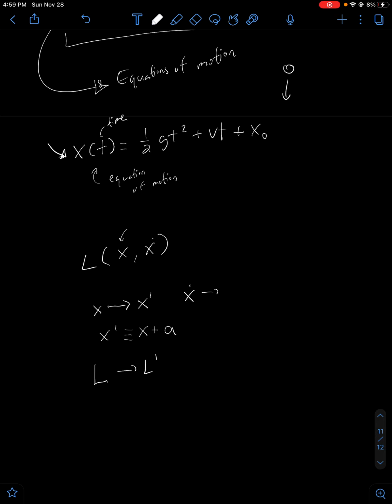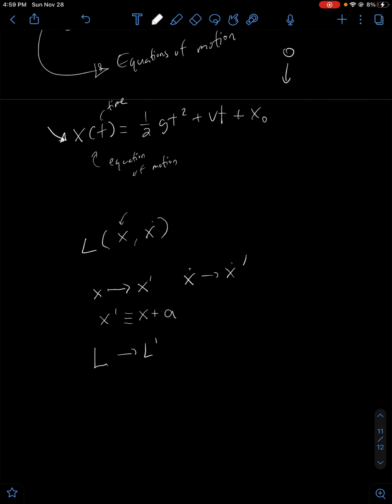And then x dot will change to x dot prime. Let's just ignore what x dot prime is defined as. So essentially, when we move our system from location x to location x prime, our Lagrangian might change as a result. That's the big idea here.